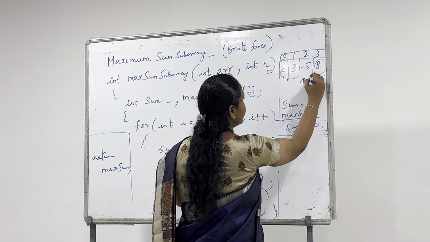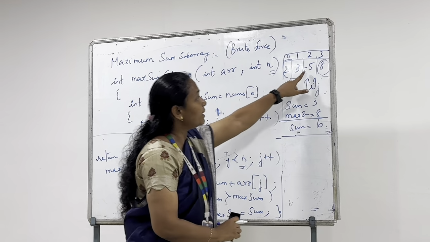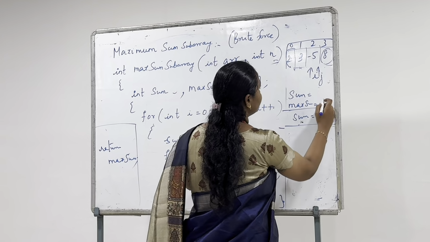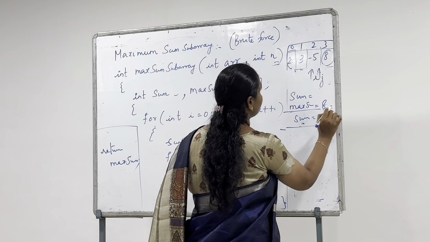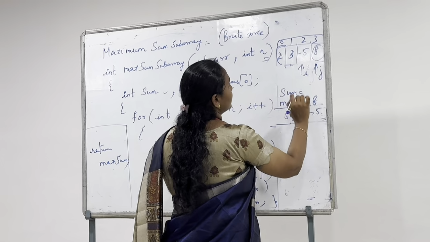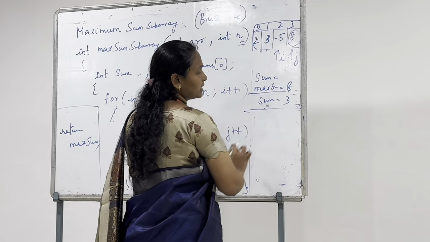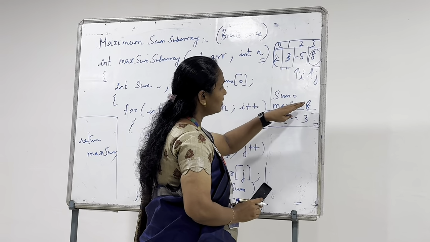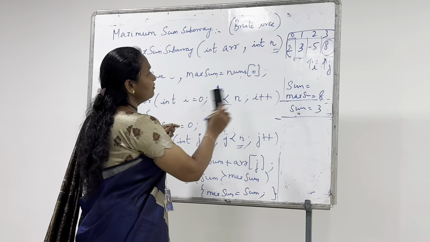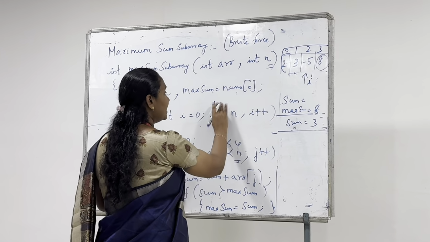This is i and here this is j. So for this subarray of minus 5, the sum is minus 5, but the maximum sum remains the same. And j gets incremented again. Minus 5 plus 8 is 3. Compare this sum with the maximum sum. The sum is lesser than the maximum sum, so the maximum sum remains the same. So after that j gets incremented, 4 less than 4 condition false, and then i gets incremented.